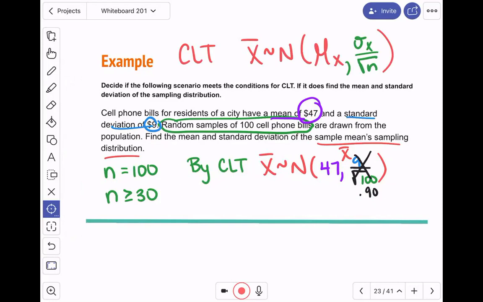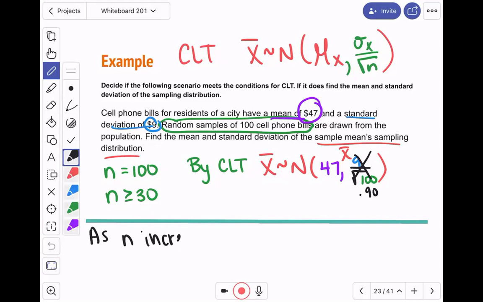The thing I want you to notice is that the standard deviation for one person, or one cell phone bill, is $9. When you look at a group of 100 bills, though, that standard deviation decreased to 90%. And that's because when you look at one person, it's hard to judge an entire population off of one person. That person may be the extreme person in the population. It's a lot easier, though, to judge a population off of 100 people. And that's because the more people you have in the sample, the more it starts to look like the population. And what I'm really saying is that as your sample size increases, so as n increases, variation amongst a sample decreases.